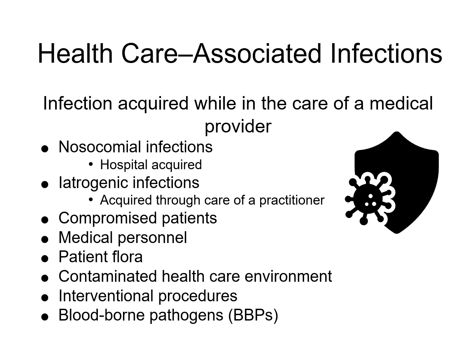Compromised patients, medical personnel, patient flora, contaminated health environment, interventional procedures, all these things. These are the things we have to worry about. So our compromised patients, we might have patients with a poor immune system. Anyone who's just had chemotherapy has tanked their immune system. So we need to be aware of that. We have to have a special status for them. There was one called reverse isolation.